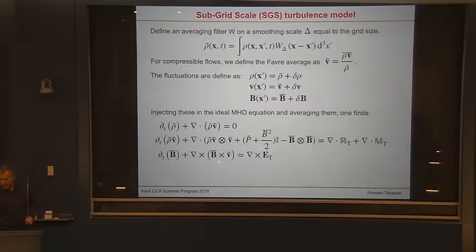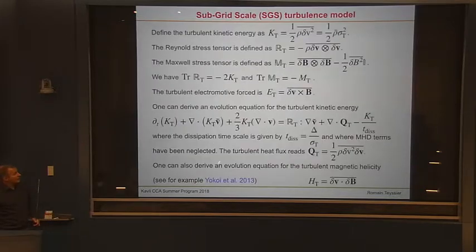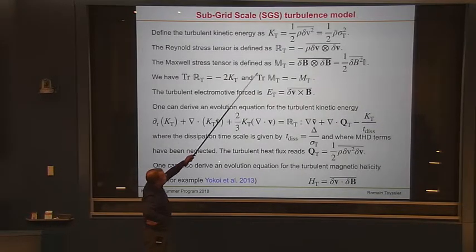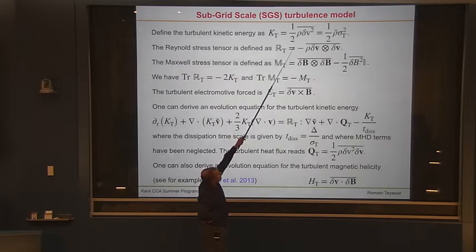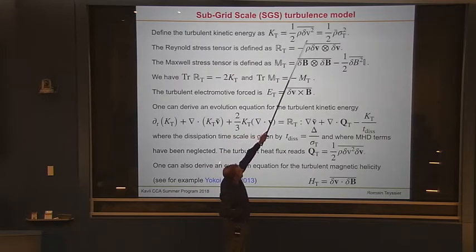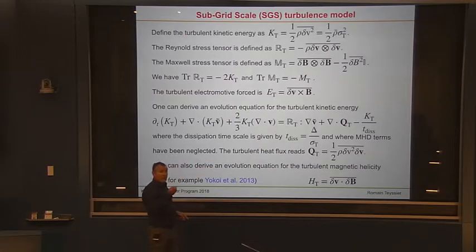Right? Okay, so now what are those new terms? Right? So actually a lot of new terms came in. Right? So let me define them. So we have the turbulent kinetic energy, which is actually the kinetic energy. So it's the average of rho, but delta V squared. So it's the kinetic energy of the turbulent velocity.